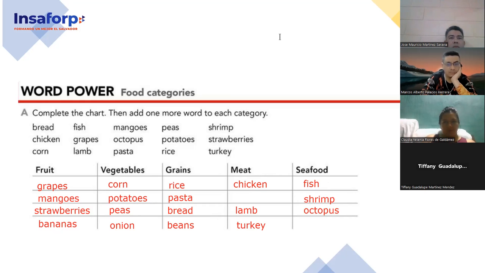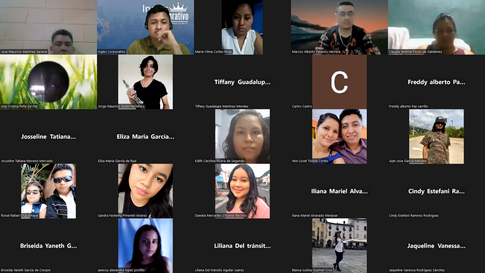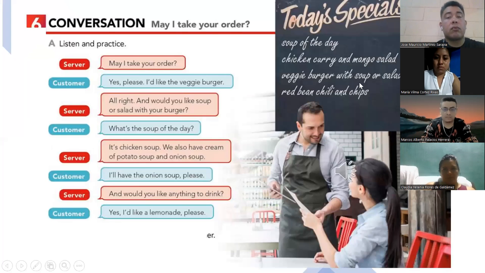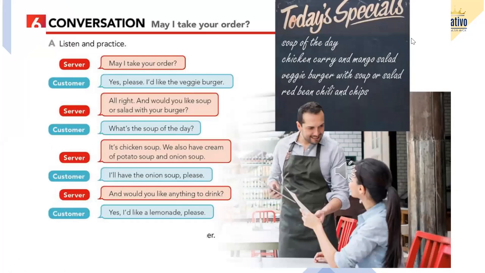Why are we working on this? Because of the content that we have in this part of this module. We're gonna have this conversation. Do me a favor, please. Let's take a look at the picture here. Jose Mauricio, please describe the picture. What do you see there? What are they doing? Where are they? Well, I guess the guy is showing the menu of the restaurant to the girl. And she's in a restaurant too.